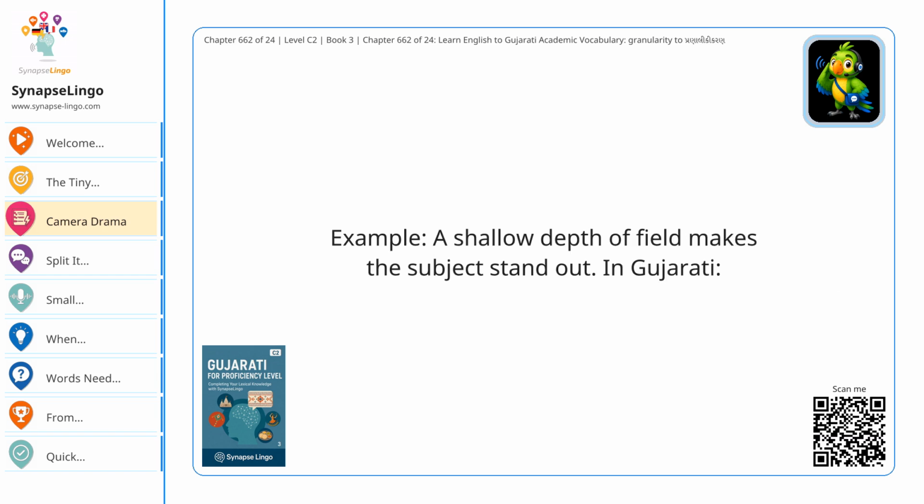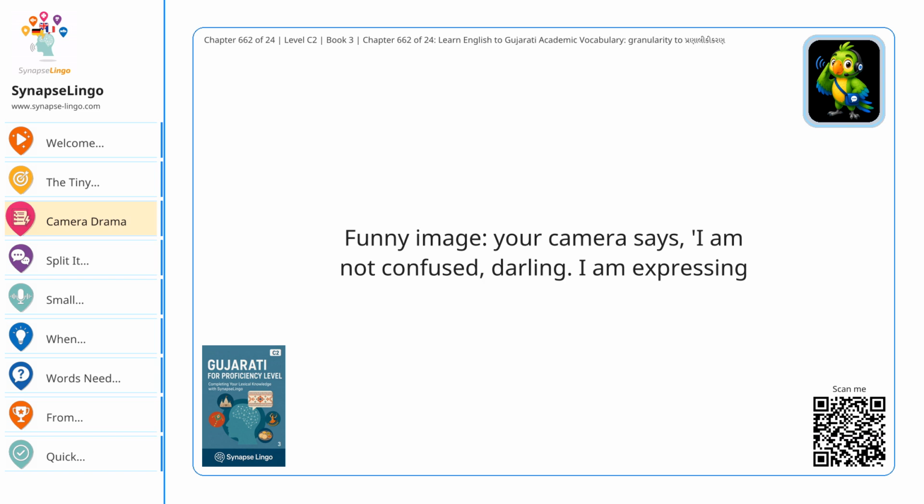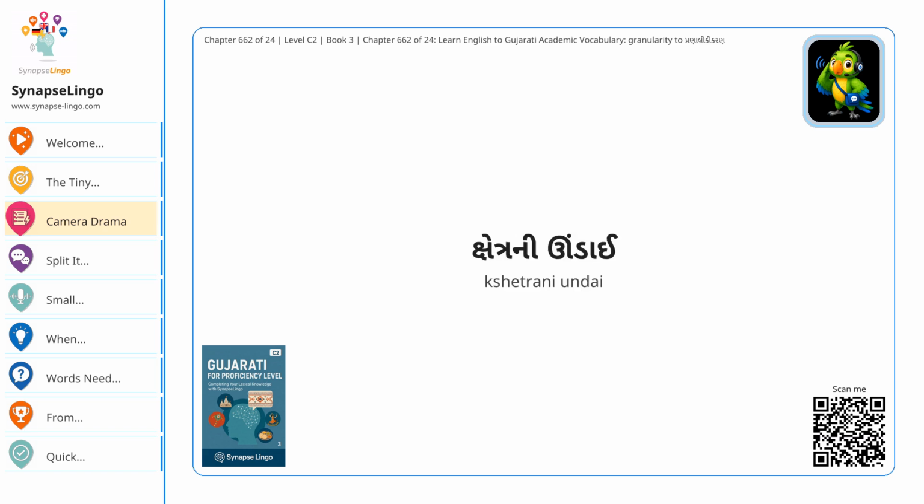Example. A shallow depth of field makes the subject stand out. In Gujarati. ઓછી ક્ષેત્રની ઊંડાઈ વિષયને વધુ સ્પષ્ટ બનાવે છે. Funny image. Your camera says, I am not confused, darling. I am expressing ક્ષેત્રની ઊંડાઈ.